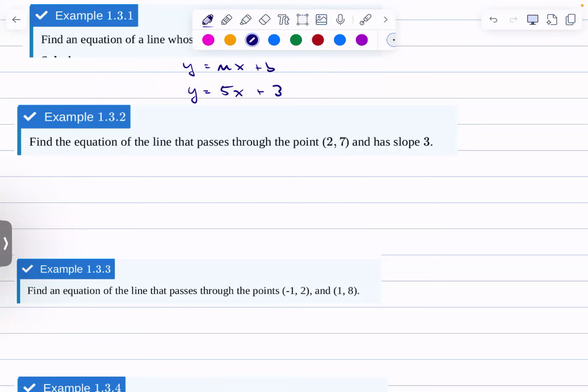Find the equation of the line that passes through the point (2, 7) and has a slope of 3. Kind of next level, right? But we start in the same spot. Let's start with y equals mx plus b. It's a good place to start. We're given the slope, so let's plug that in. y equals 3x. But then I don't have the y-intercept, so I'm just going to leave it as b, and that's the next thing that I'm going to chip away at.